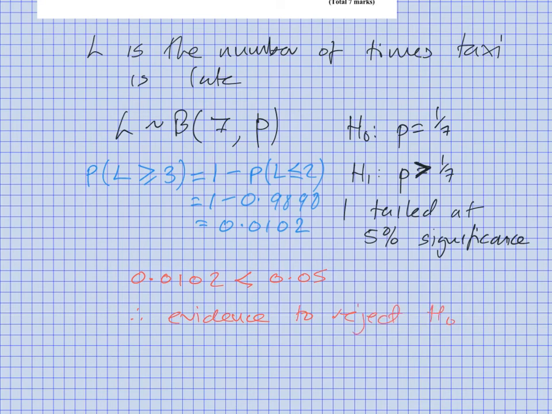What does that mean in context? In context, this means that we think the taxi is late more often. There is evidence the taxi is late more often. Okay, hopefully that's helpful.